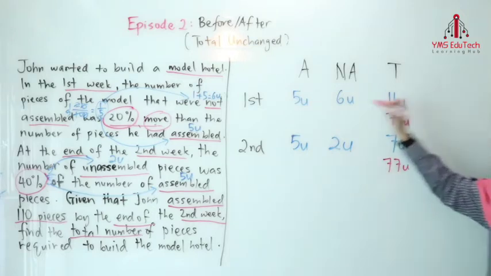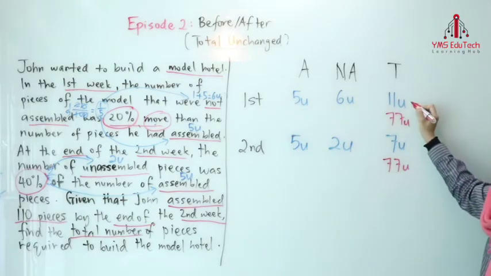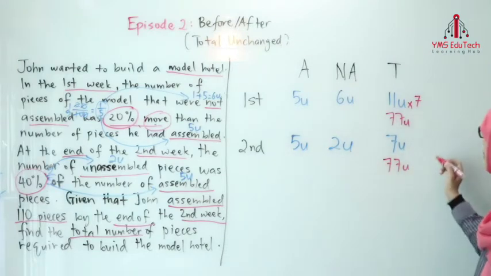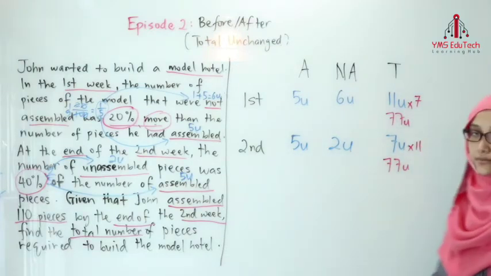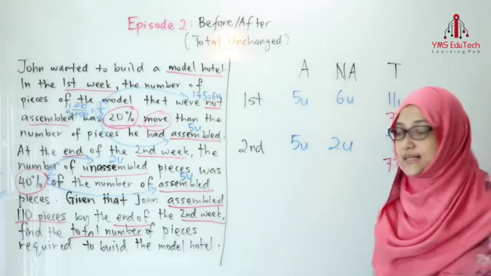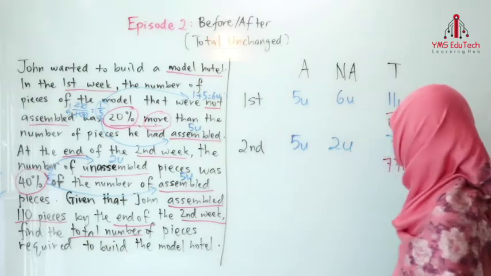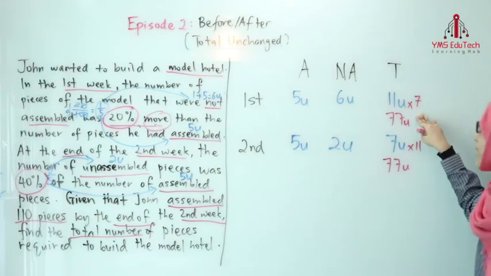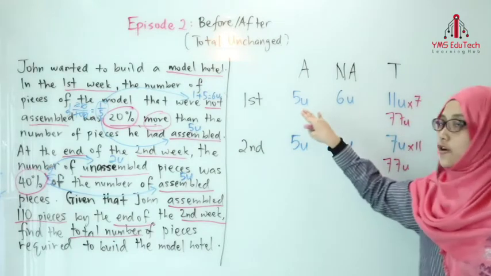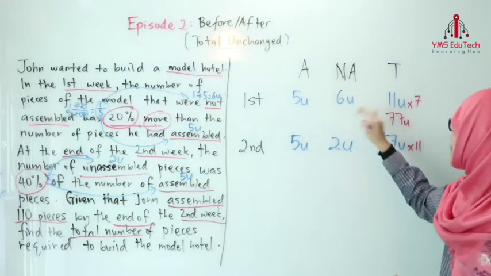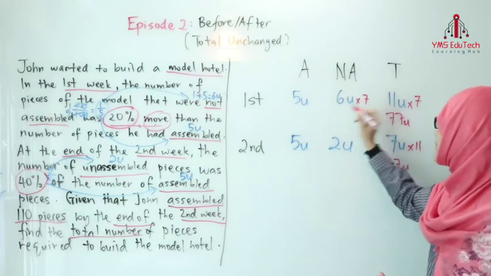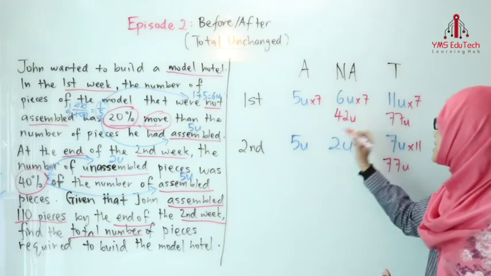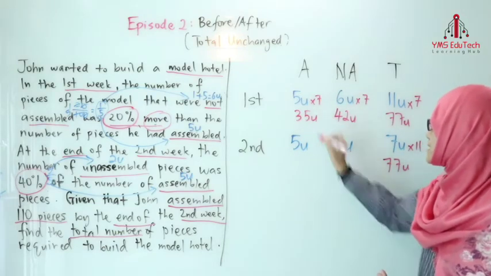Which means for the first week, we multiplied the total by 7. For the second week, we multiplied the total by 11. And we have to do the same throughout the row. So since for the first week the total was multiplied by 7, we have to do the same to the number of assembled pieces and not assembled pieces. So multiply by 7, multiply by 7. That will give us 42 units, 35 units.